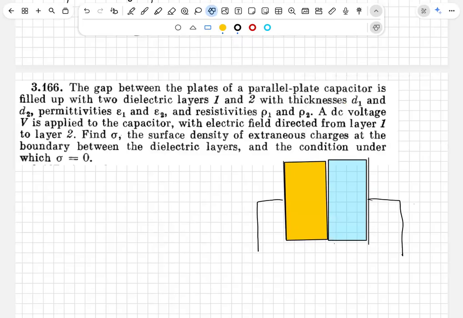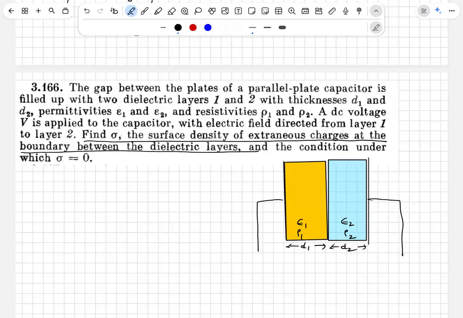Okay. Two different dielectrics. Epsilon 1, rho 1, D1. D2, epsilon 2, rho 2. The epsilon term itself contains the dielectric property. If sigma is the surface density of extraneous charges at the boundary between the dielectric layers, find the condition under which sigma is equal to 0. A question on this, right?